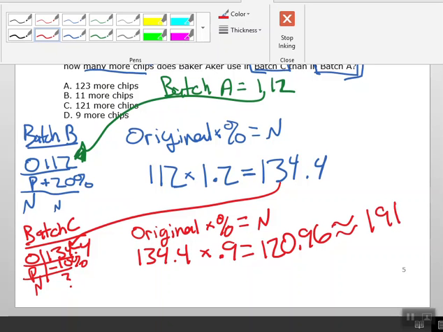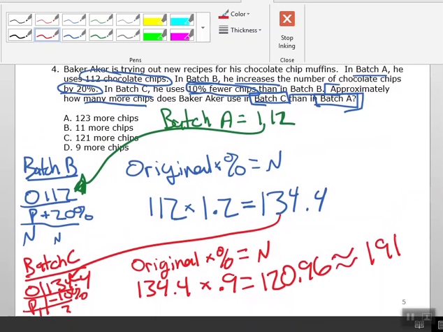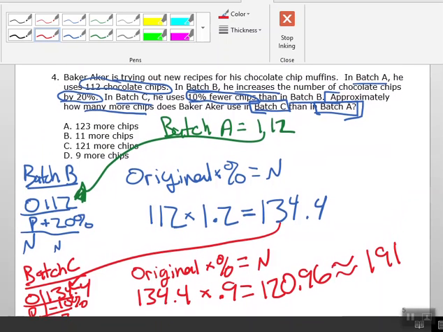Okay, and so my question here is about equal to 191. Is, I have to go back to that question again. Approximately how many more chips does Baker use in batch C than batch A? So now I take that batch C. Sorry, I totally rounded that wrong. I totally was looking at the wrong thing. Let me go back here. Forgive me. So that's 121. Okay. So now I'm going to take batch C minus batch A.